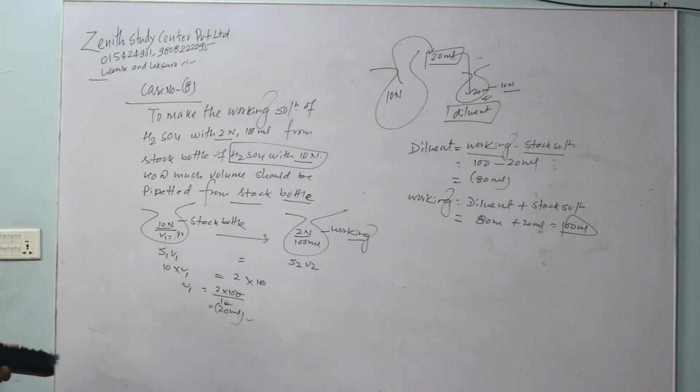Now the concentration becomes 2 normal in total. So this is the derivation. This is the formula of normality and the possible MCQs. Hope you guys understand better. If you have any questions regarding normality, you can text us or comment on YouTube. Thank you very much.